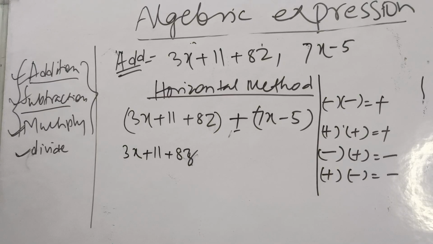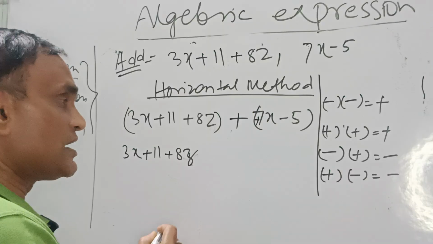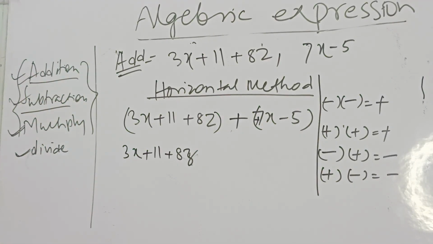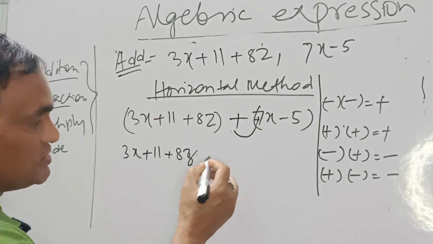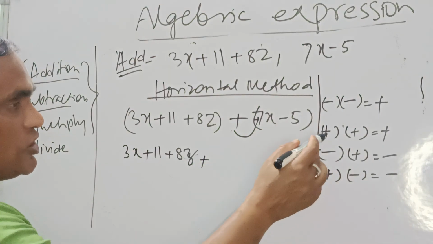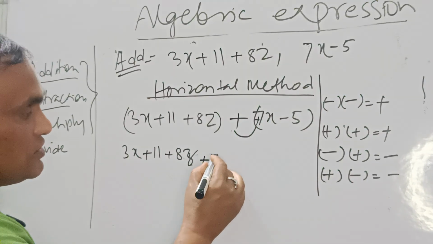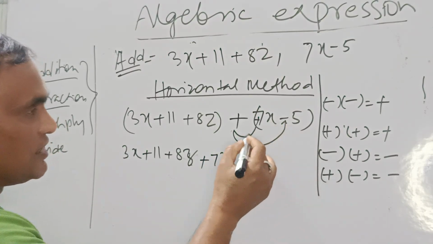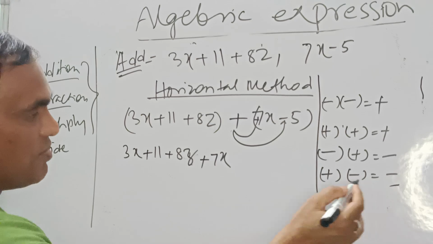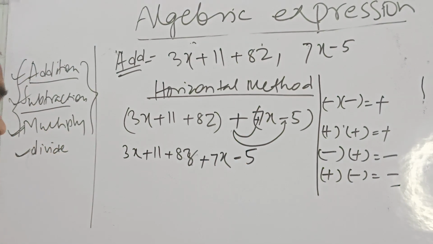Now this is a plus. Here also we have the plus sign, plus 7x minus 5. First of all you have to multiply this sign with this sign. Now it is plus, because plus and plus. Again this 7x, so I have written 7x. Again this sign will be multiplied with the first minus sign. So plus and minus is minus. So we write minus here, and again 5. Is it clear now?